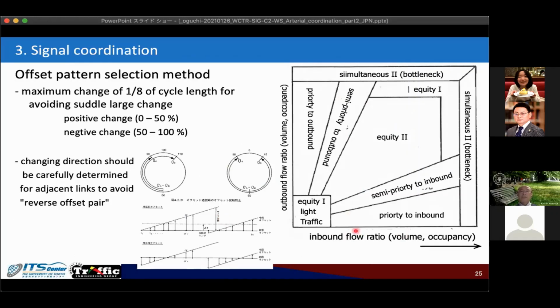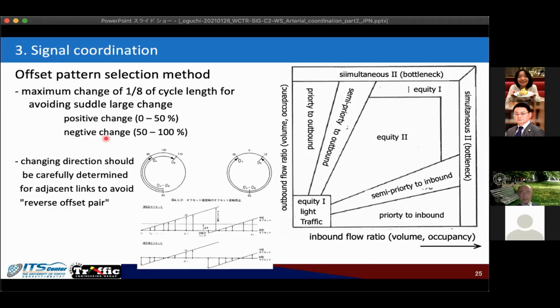With the detector information, one direction's inbound flow ratio and the outbound flow ratio, applying those values, if the value is located here, some pattern of the so-called equity 2 should be applied. But if the outbound flow ratio is rather low, and on the other hand the inbound flow demand level is high, then semi-priority to the inbound, or rather priority to inbound, or something like that. This kind of idea is introduced, then put the offset values.